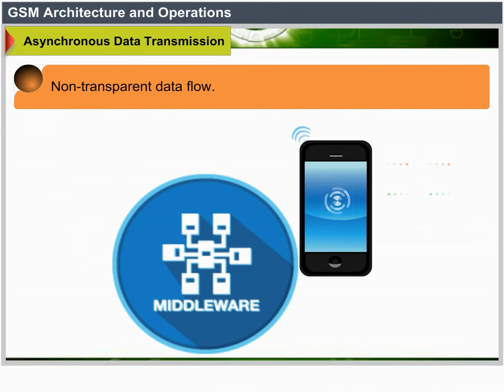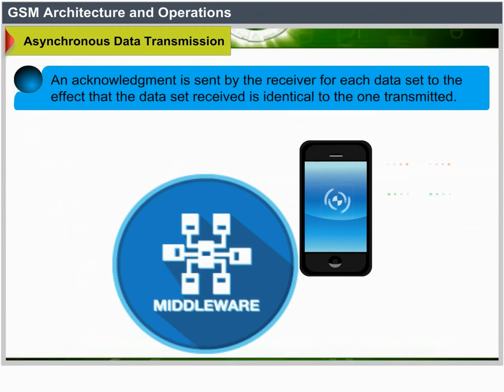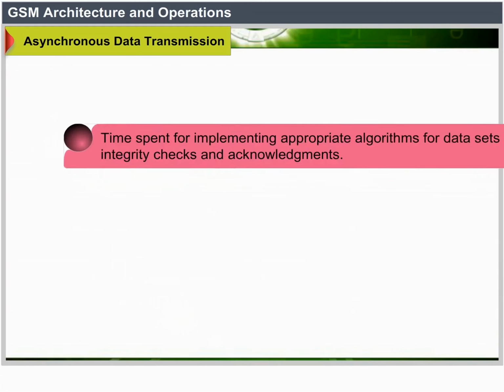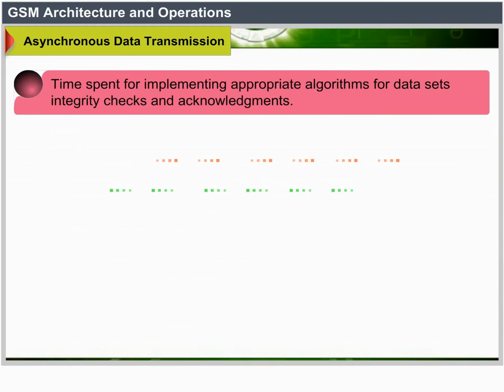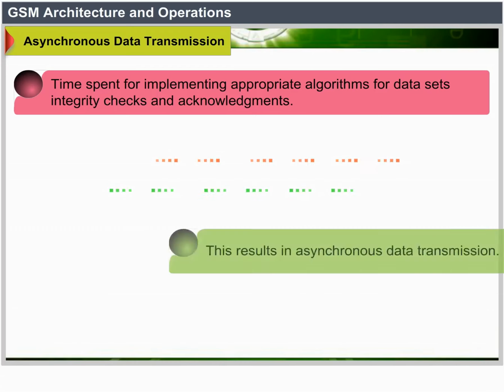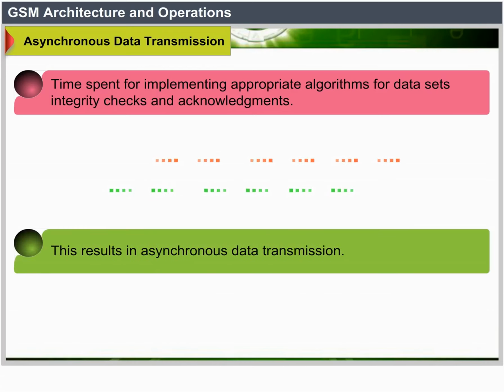Non-transparent data flow. An acknowledgement is sent by the receiver for each data set to the effect that the data set received is identical to the one transmitted. Time is therefore spent in implementing appropriate algorithms for dataset integrity checks and acknowledgements. This results in asynchronous data transmission.